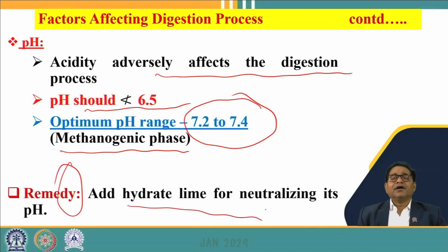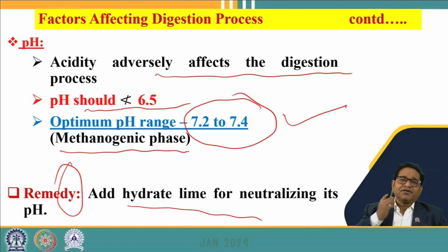Because of certain process upset conditions, if acidity gets accumulated in the system, the best remedy to control that is to add some alkaline materials, some basic materials like hydrated lime and sodium bicarbonate, into the system so as to bring the pH to its optimum range of 7.2 to 7.4. So this is how pH affects the digestion process.